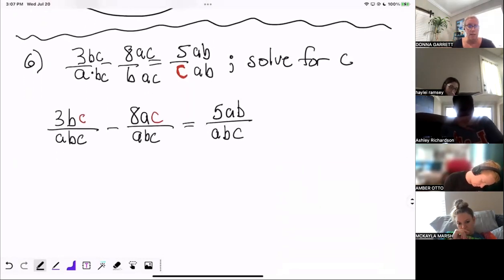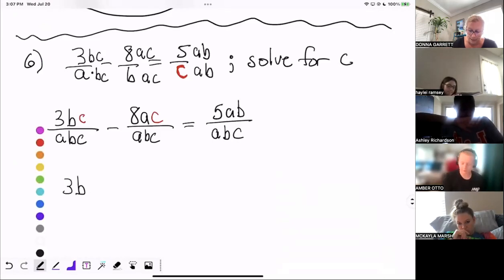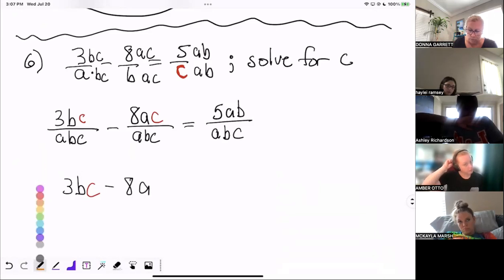They all have the same denominator, so all I need is a numerator: 3BC minus 8AC equals 5AB.